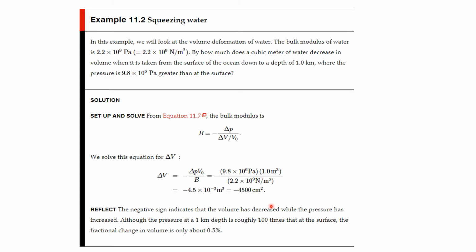So we plug all those numbers in, and we get that the volume decreases by 4,500, and this should be not square centimeters, this should be cubic centimeters, because this is a volume.